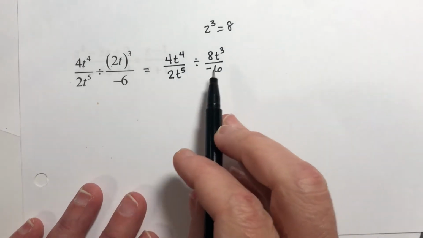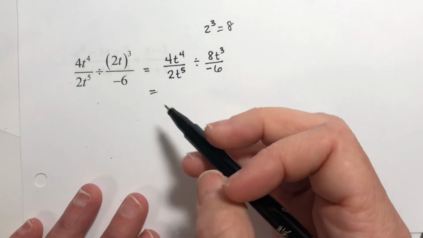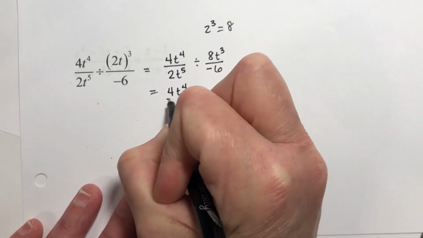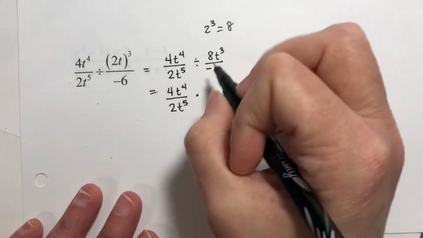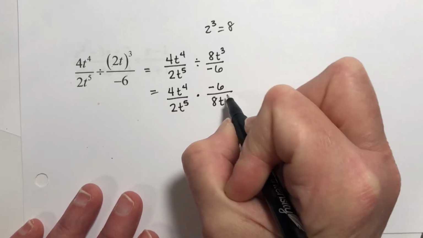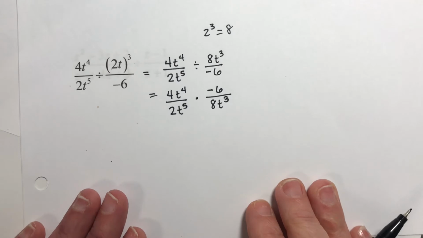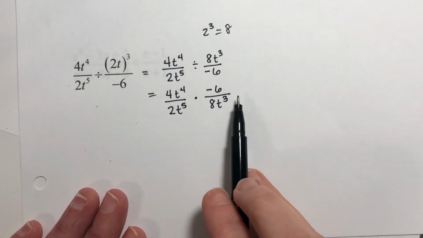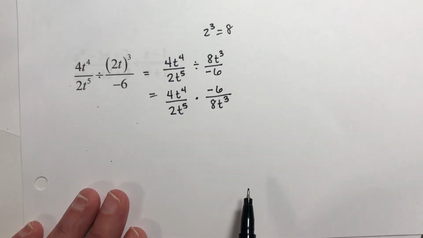Now let's keep it, change it, flip it. There's no addition or subtraction in here, so I don't have to worry about factoring. Keep the first one the same. Change it to multiplication, flip the second one. And there we go. Now I'm multiplying a positive thing and a negative thing, so I'm definitely going to get a negative answer. So make sure you don't lose that. It's very easy to do.